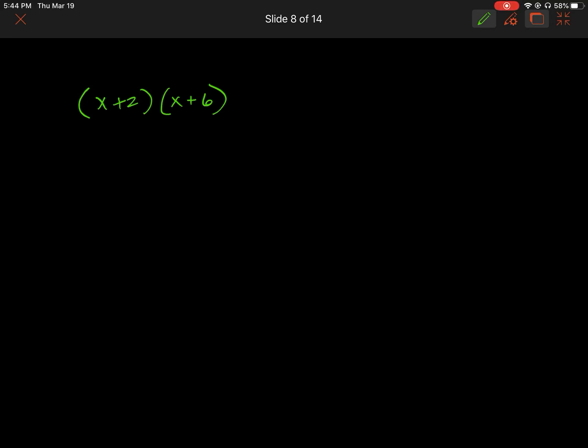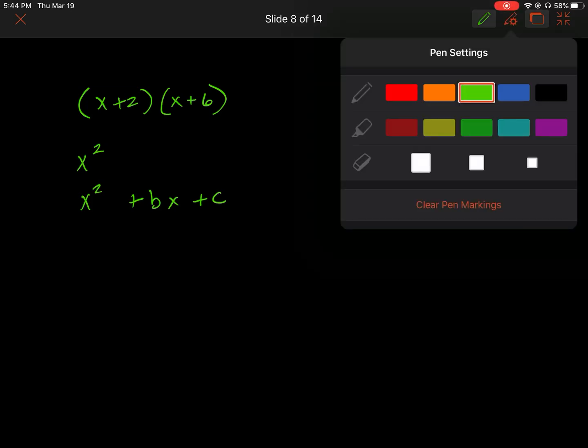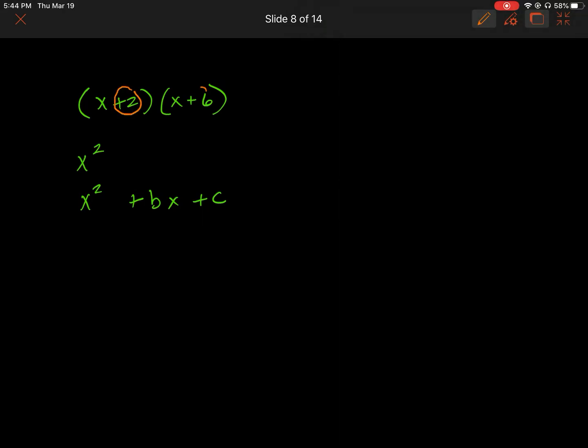So here's the shortcut for those of you that want the shortcut. If you want to just keep doing FOIL, that's fine. There's nothing wrong with it. We're going to keep using it because we're not always going to have an a value that's 1, and it's going to mess some things up. But for right now, you can safely say that this is always going to have an x squared first, x times x. You can also safely say that the last term, so let's write this as x squared plus bx plus c, is going to be the product of these two numbers, 2 and 6, because 2 times 6 is 12. So I know that my c value is going to be 12.